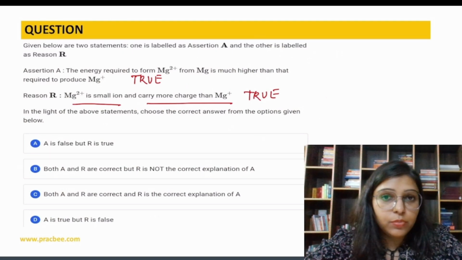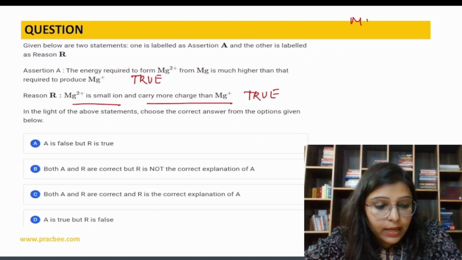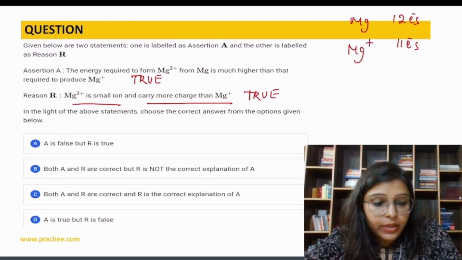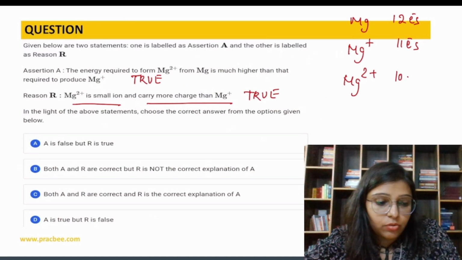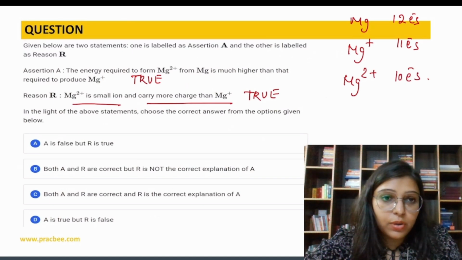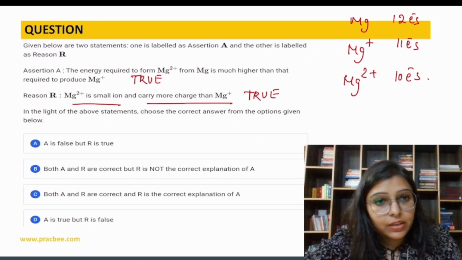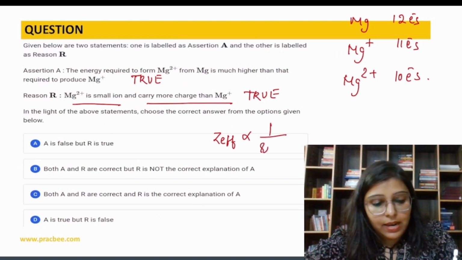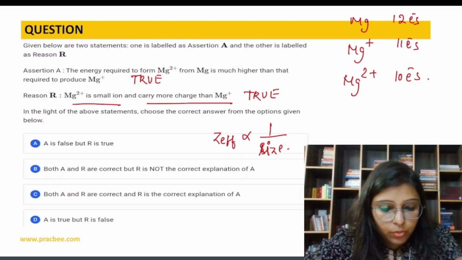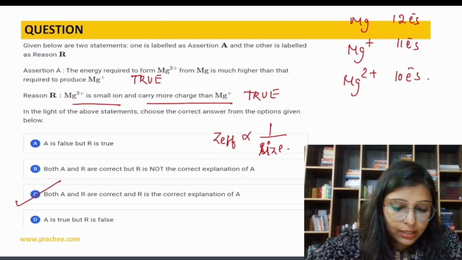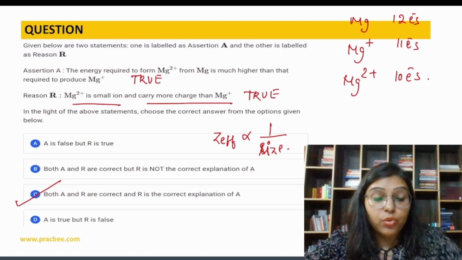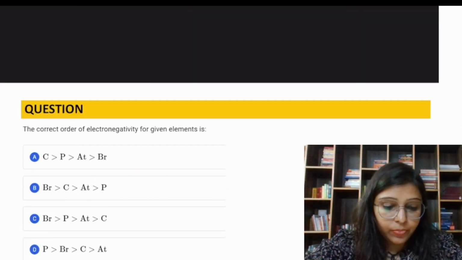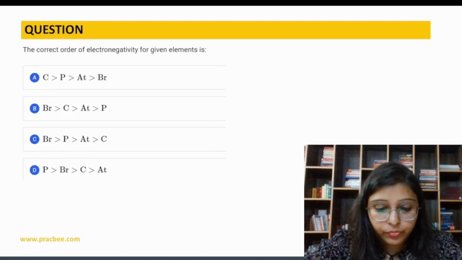Because after the removal of electrons: in Mg we have 12 electrons, in Mg+ we have 11 electrons, and in Mg2+ we have 10 electrons. So obviously when you decrease the number of electrons, sigma is less and Z effective is more. And if Z effective is more, then the size is less. So both statements are true, and R is the correct explanation of A because Mg2+ has more Z effective, right?